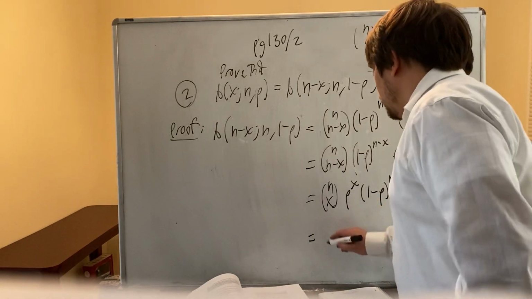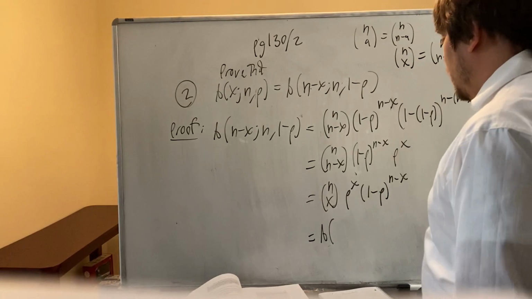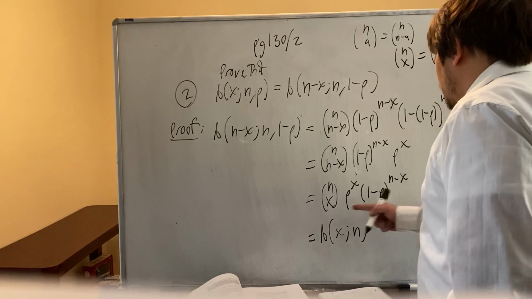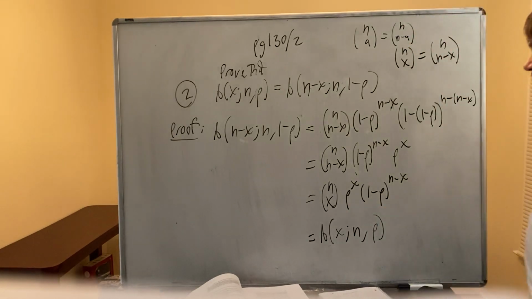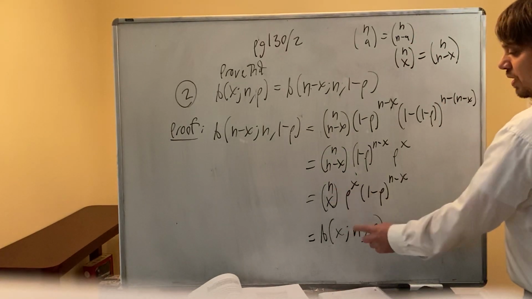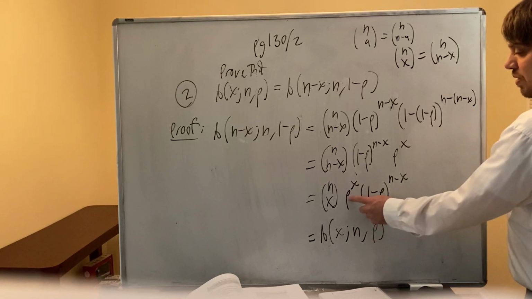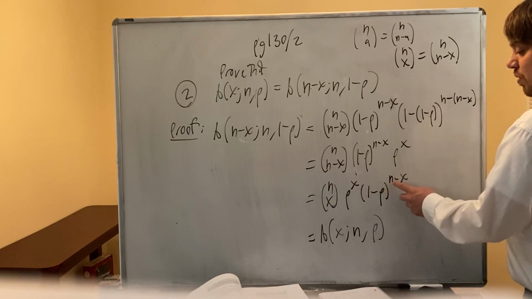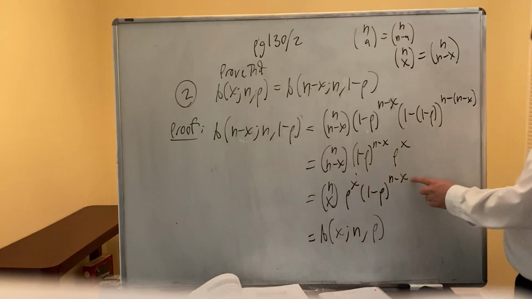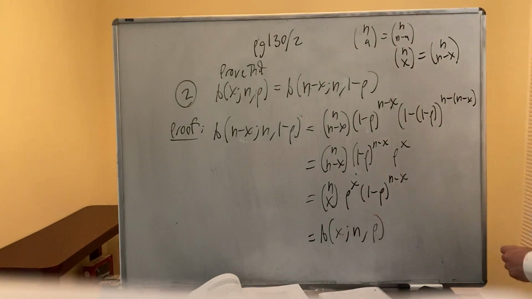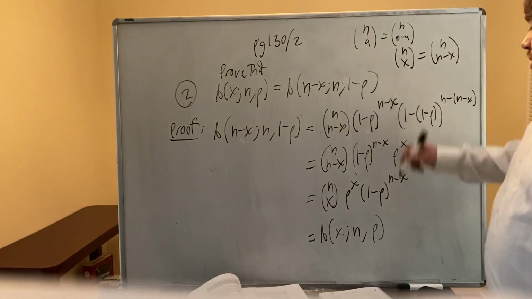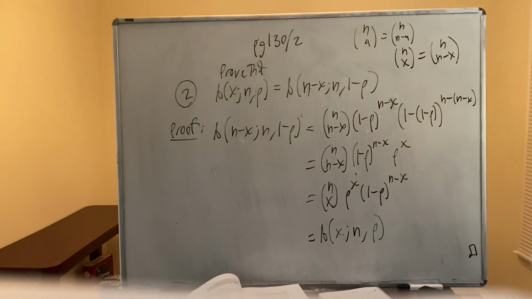And that's equal to the probability of x successes out of n total Bernoulli trials, where the probability of success is p. So you succeed x times out of n, and the probability of success is p, so it's p to the x successes, times the probability of failure raised to the total number of trials minus the number of successes. Okay, so what I just showed is that this equals that, and so we proved it, and the proof is complete. All right? Good.